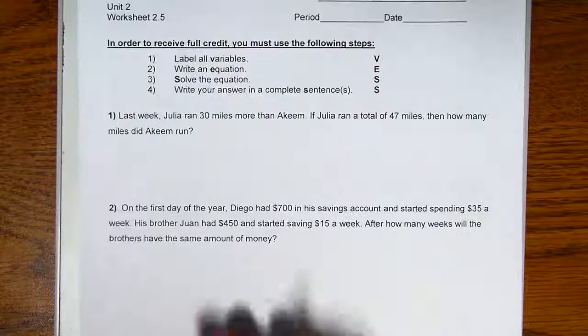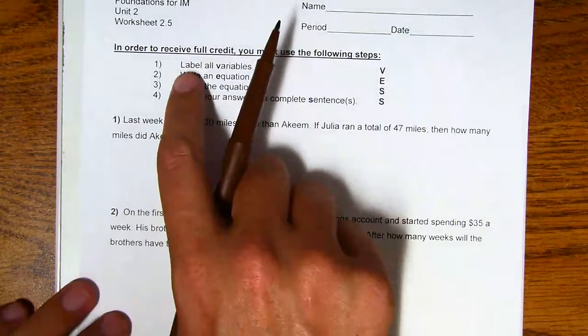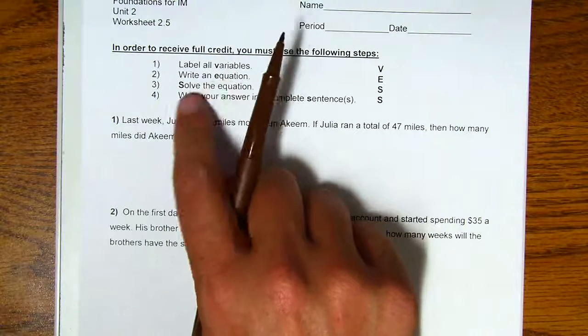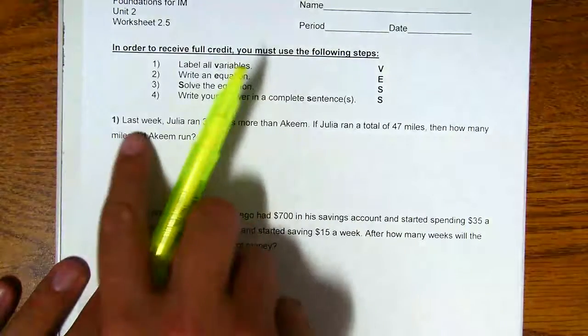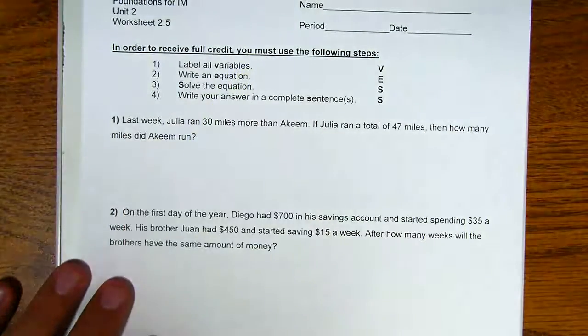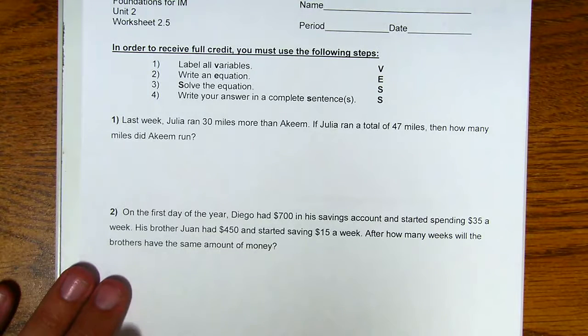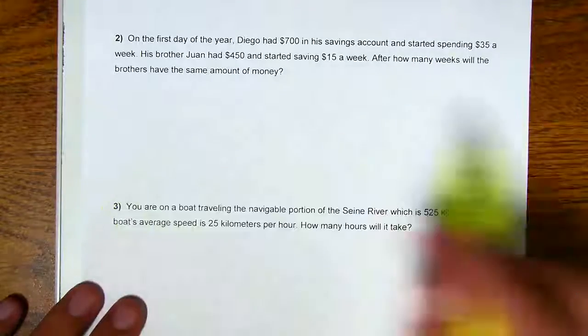Okay, guys, this is homework help for lesson 2.5. Lesson 2.5. So remember, for verbal models, we have to label all variables. We have to write an equation, solve an equation, and then write your answer in a complete sentence. So for number one, I'm going to set this up for you. I'm going to help set up these equations as we get used to it. I'm going to do 1 and 2. And I'm going to have you try your best to do 3 on your own.